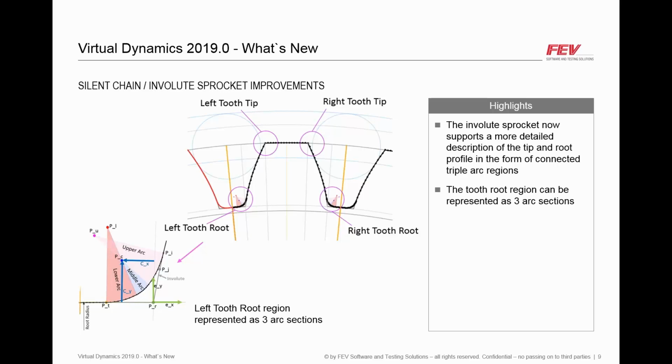The next is a number of enhancements in silent chain and involute sprocket improvements. The involute sprocket can now support a more detailed description of the profile at the tip and the root of the teeth. We are able to model the detailed geometry with 3 arc regions at the top and at the root. So you can see a sketch of this definition and the parameters here on the slide.